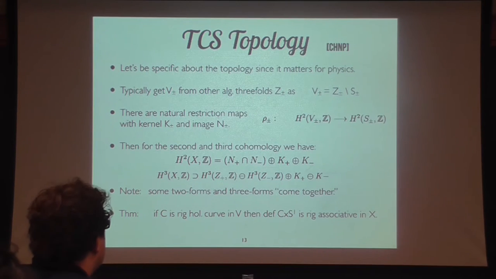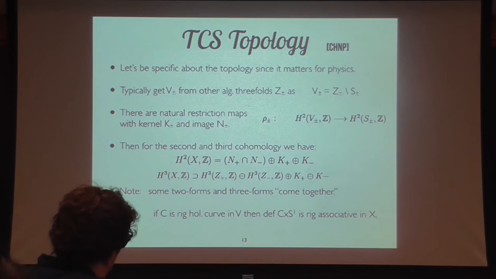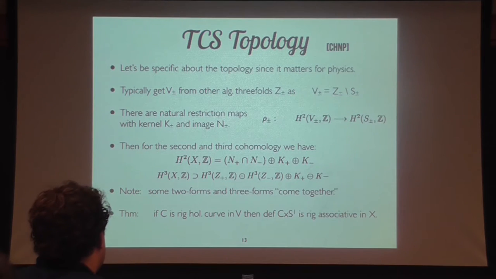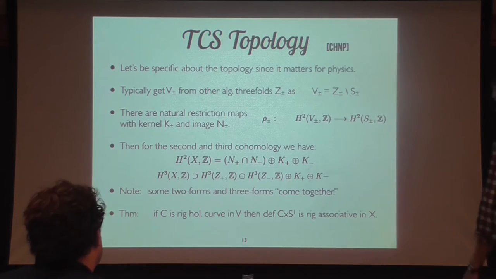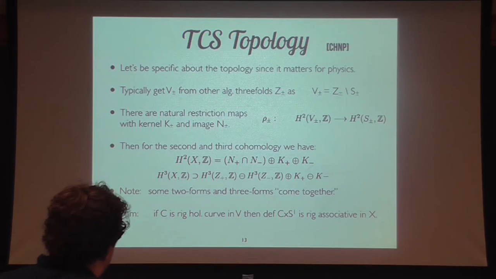in the G2 manifold. Poincare duality, if it's ever unclear what I'm talking about, will be implied. So there's also a theorem, if you have a rigid holomorphic curve in V, then there's a deformation of C times S1 that's a rigid associative in X. So these are the sorts of theorems that one's interested in for physics, and I'll get to why in a minute. And so that's the topology of these twisted connected sums. And part of the beauty of it is that you can actually get your hands on these things in algebraic geometry and then bootstrap that to information about the G2.